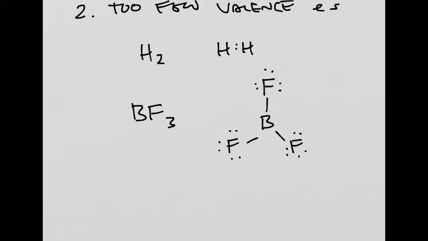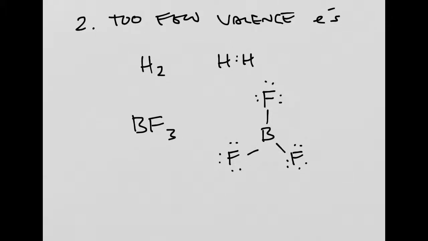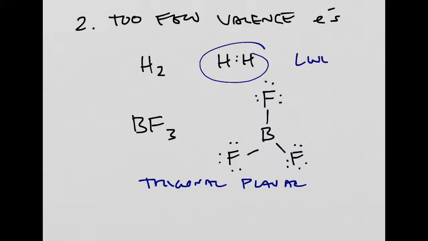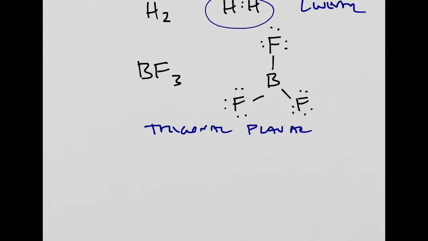Well, of course, it is rather odd, but know that boron is completely comfortable, and experimental analysis has suggested that it doesn't try to form a double bond with any of the fluorines or anything like that. It's perfectly happy having 6 electrons in its valence shell. Oh, and by the way, this is a trigonal planar. And hydrogen here is linear. Okay, good review of those things.